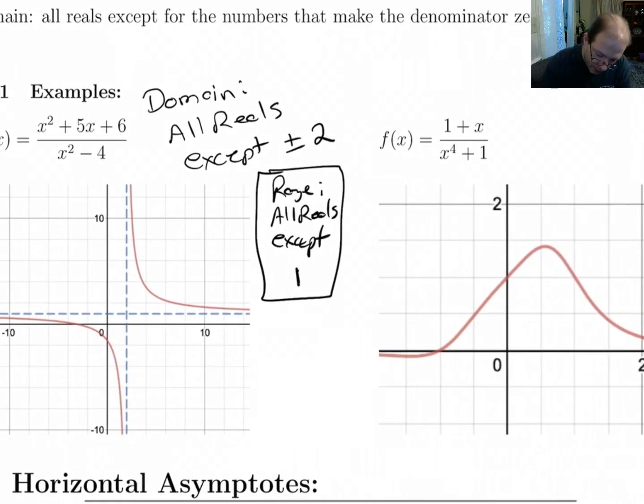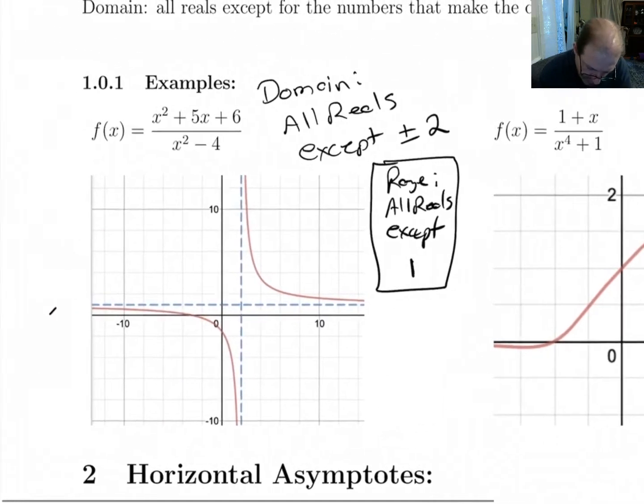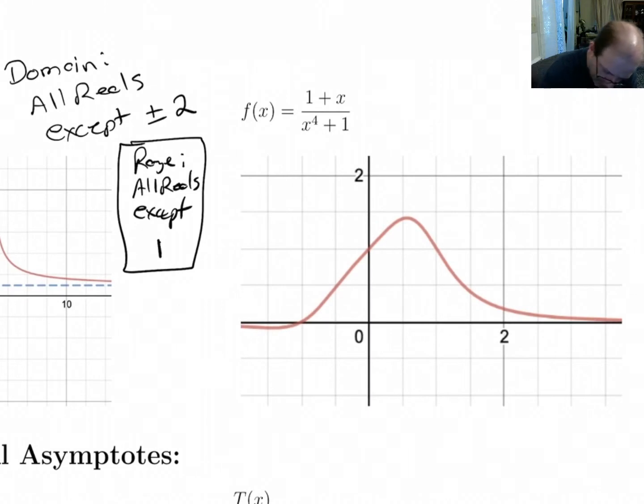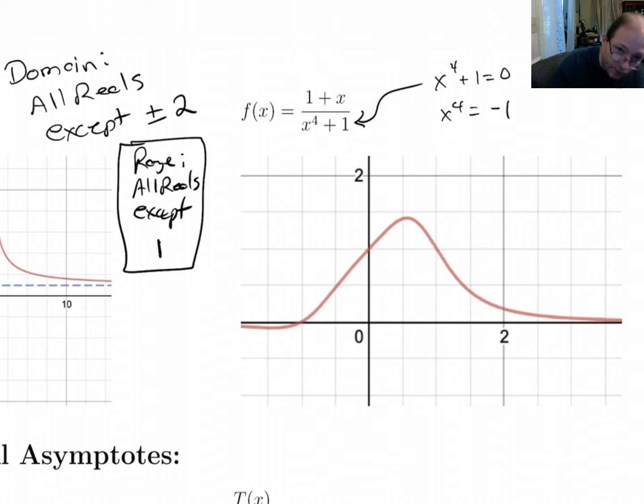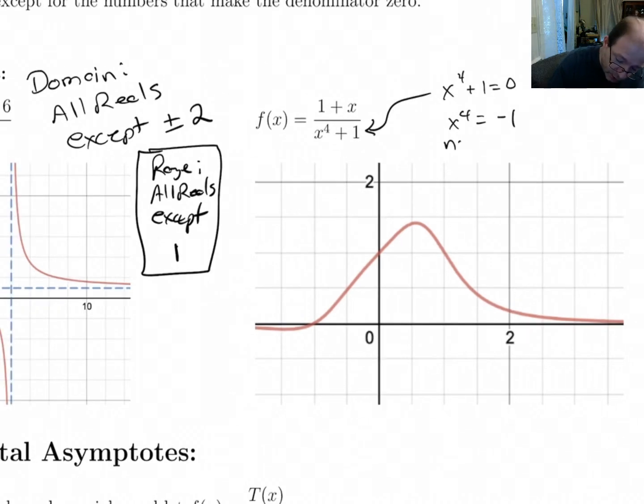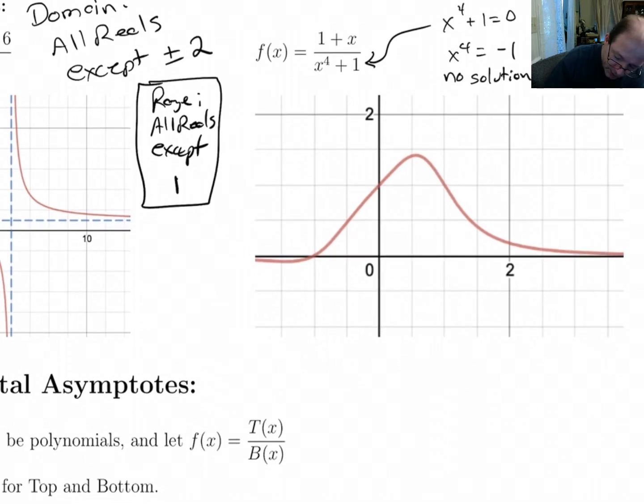All right, let's look at this other one. If you look at the denominator, there's nothing that'll make this 0. x to the 4th plus 1, if you set it equal to 0, you get x to the 4th is negative 1, and that has no solution. So for this one, the domain is all reals.